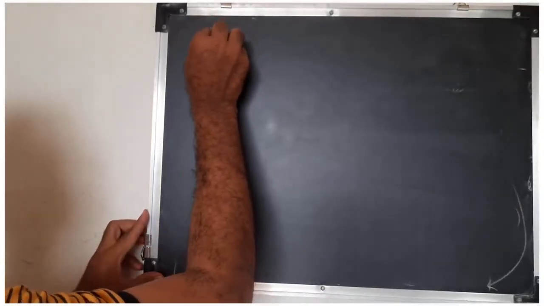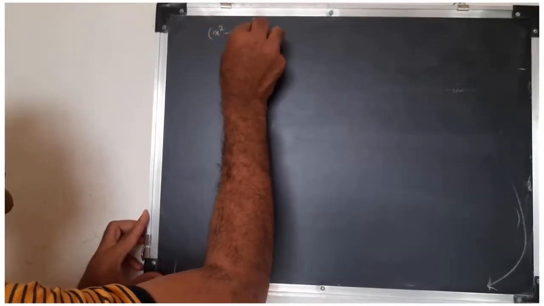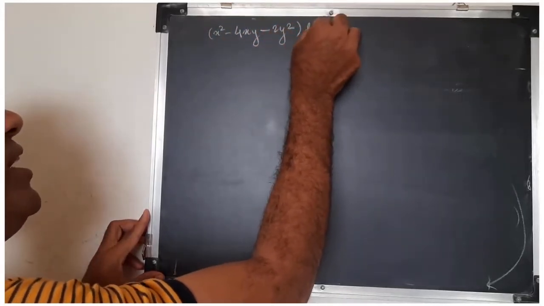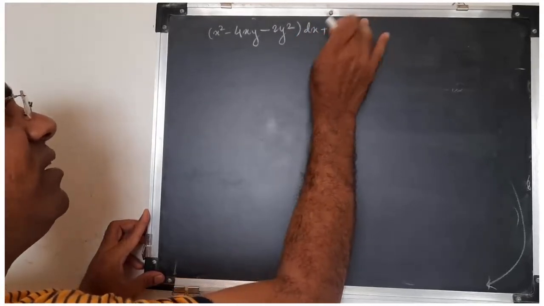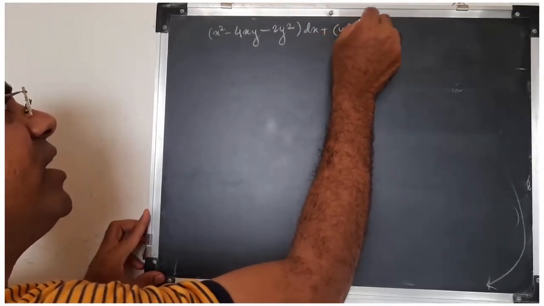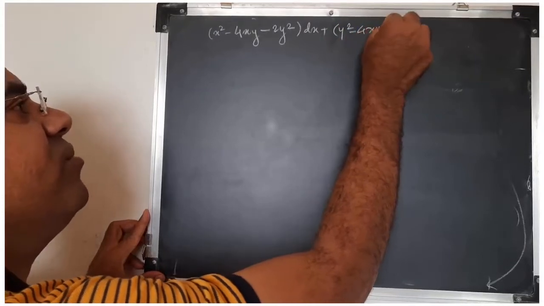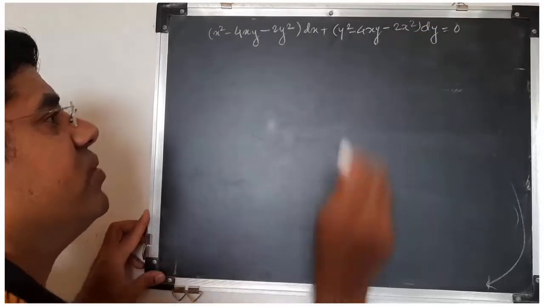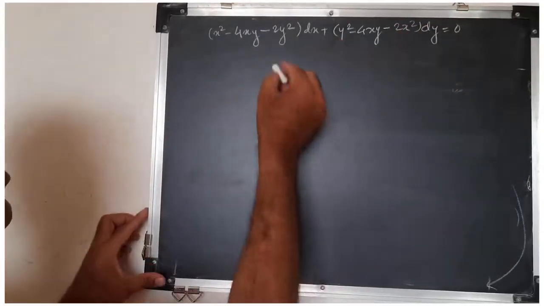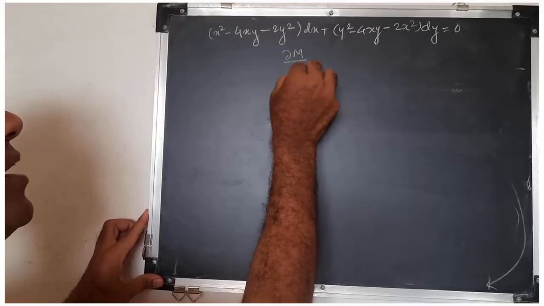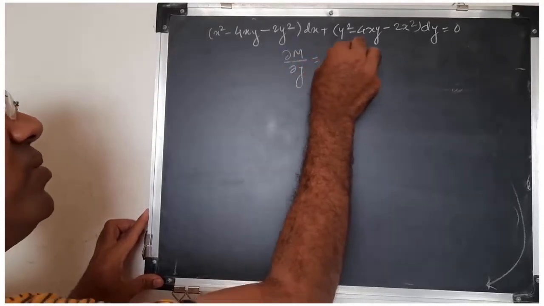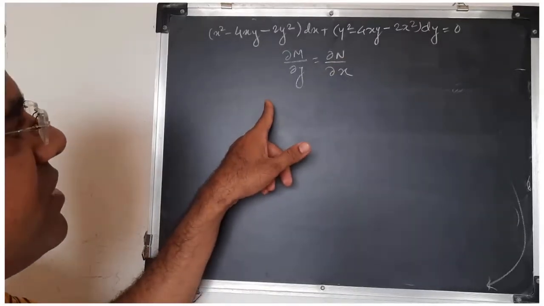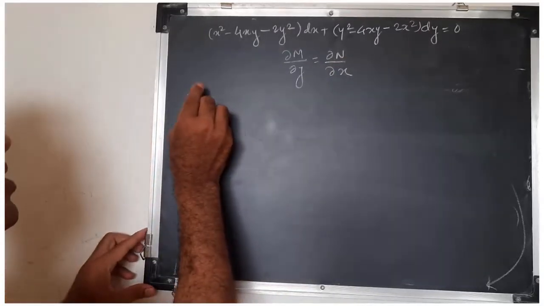This is my problem: (x square minus 4xy minus 2y square) dx plus (y square minus 4xy minus 2x square) dy is equal to 0. This is M dx. We have proved that del M by del y is equal to del N by del x, so this is an exact differential equation. From this step, what is my solution? Remember the direct method.